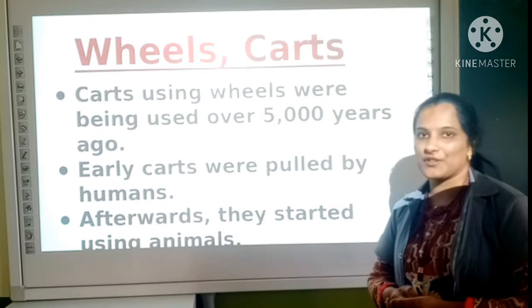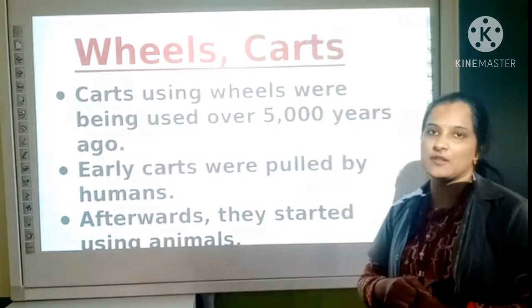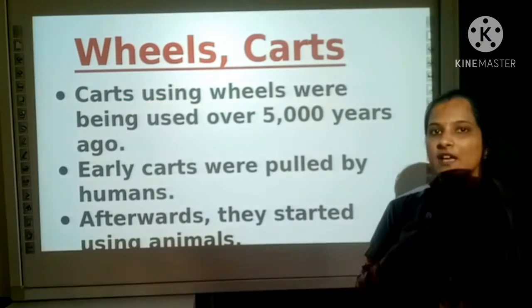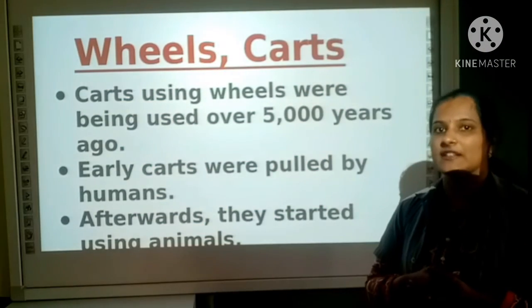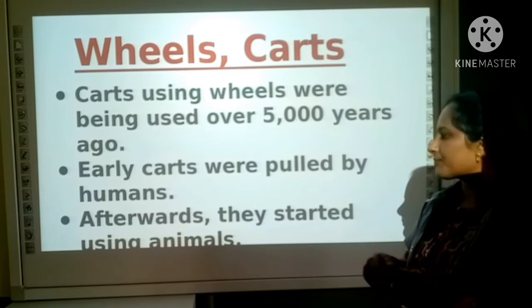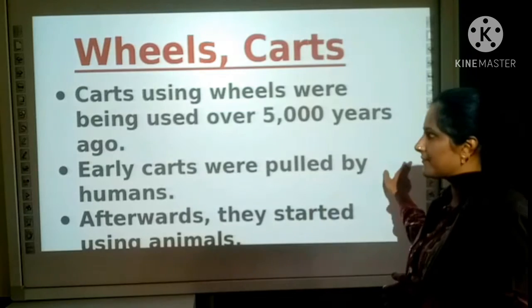250 centuries हो चुकी है इसमें. Okay, then early carts were pulled by humans. और जो पहले जो carts बने हुए थे, those were pulled by the human only. Then they started taming the animals for that purpose. Afterwards, they started using the animals, as I told you.